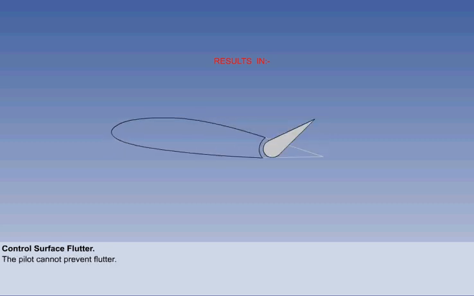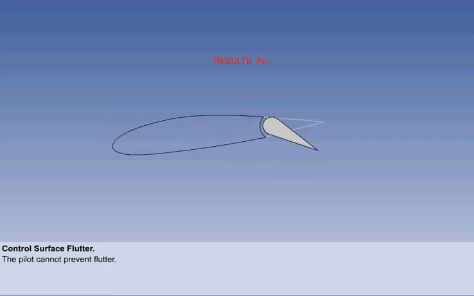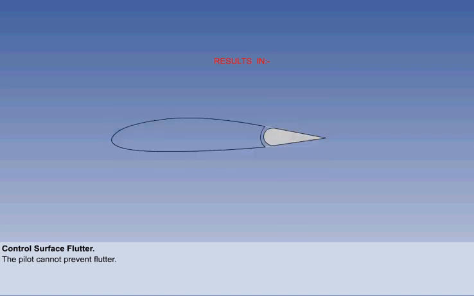The pilot cannot prevent flutter. Even if you hold the cockpit controls rigid, backlash in the control run will still allow the control surfaces to flutter. Even power flying controls have some backlash.